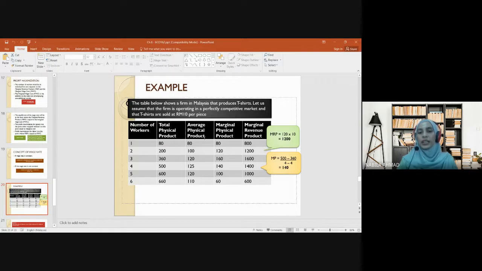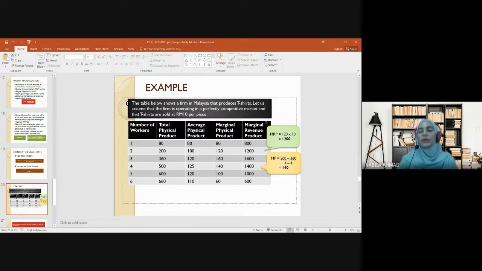So macam mana nak cari average physical product? Total physical product bagi labor. Average product lah. So 80 bagi 1, 200 bagi 2, 360 bagi 3. Macam mana nak dapatkan marginal physical product? Dia macam marginal product lah. Change in total product divided by change in labor. So 200 minus 80, 120 divided by 1. And then 360 minus 200, 160 divided by 1.